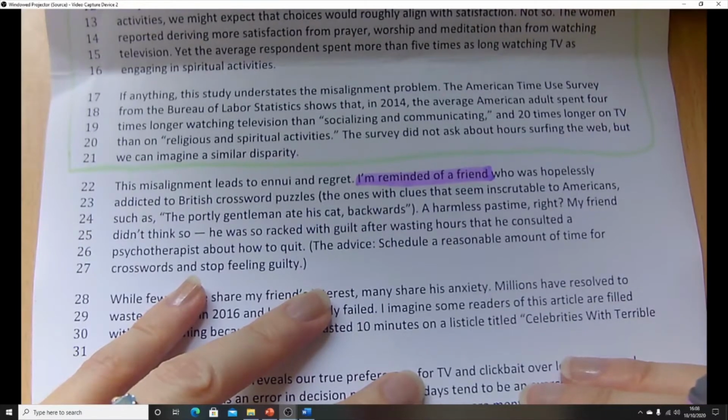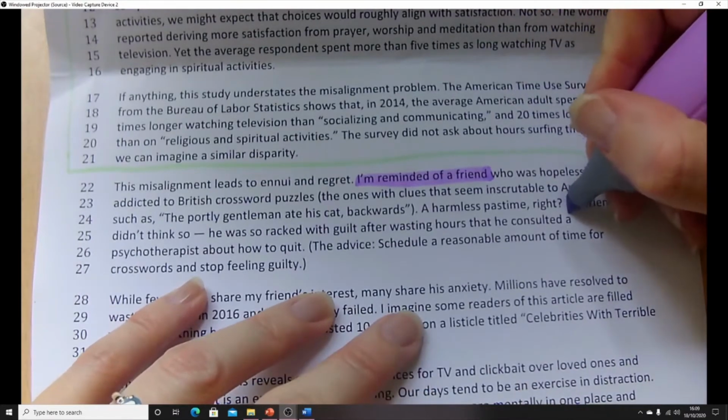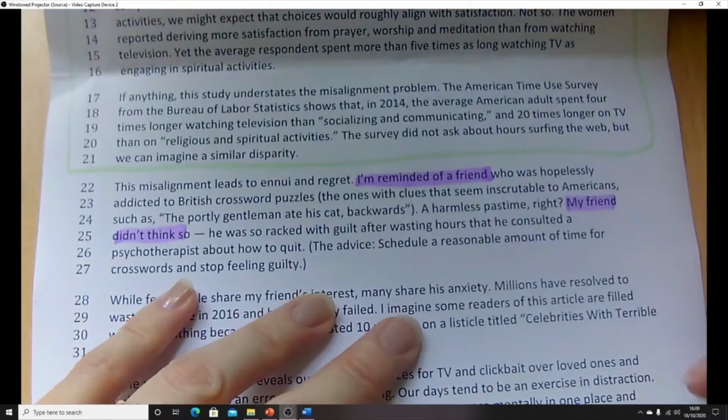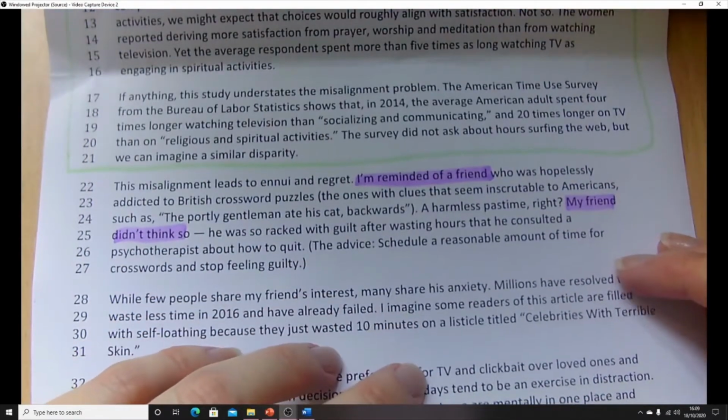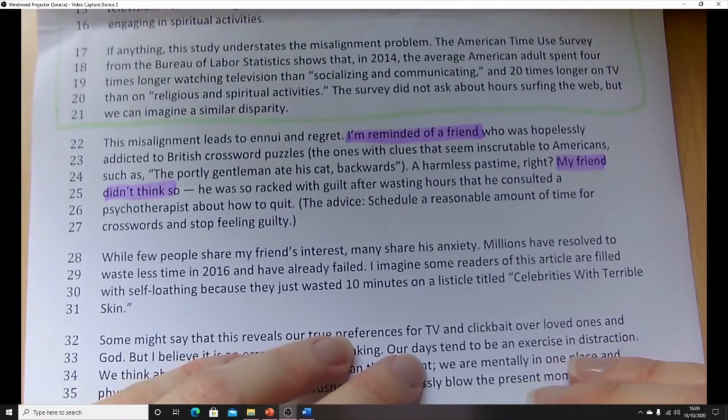The ones with clues that seem inscrutable to Americans, such as "the portly gentleman ate his cat backwards." A harmless pastime, right? My friend didn't think so. So again, this is coming from someone else that he's talked to. It's not something that he's been through himself. He was so racked with guilt after wasting hours that he consulted a psychotherapist about how to quit. The advice: schedule a reasonable amount of time for crosswords and stop feeling guilty.